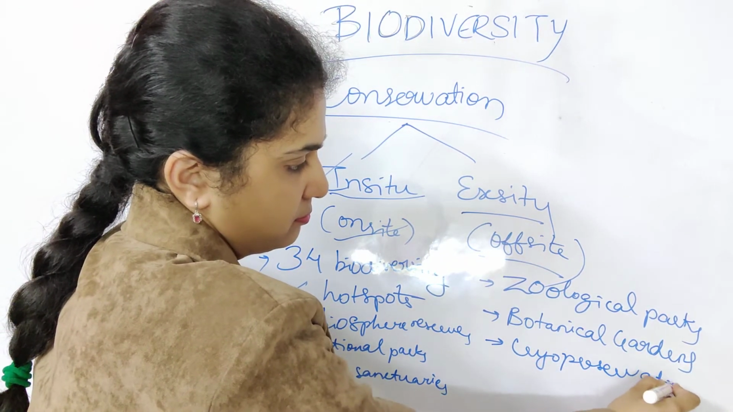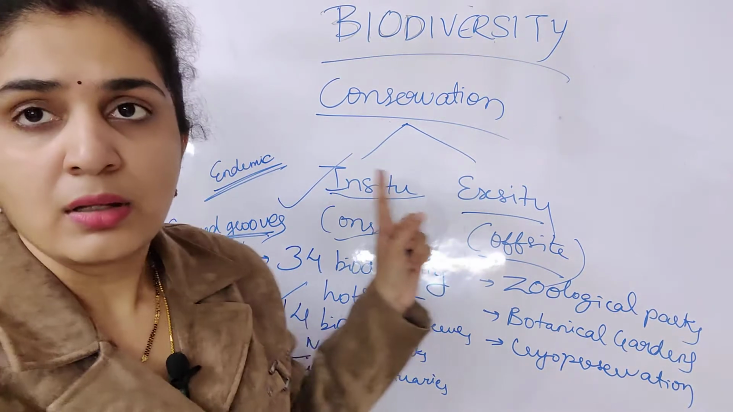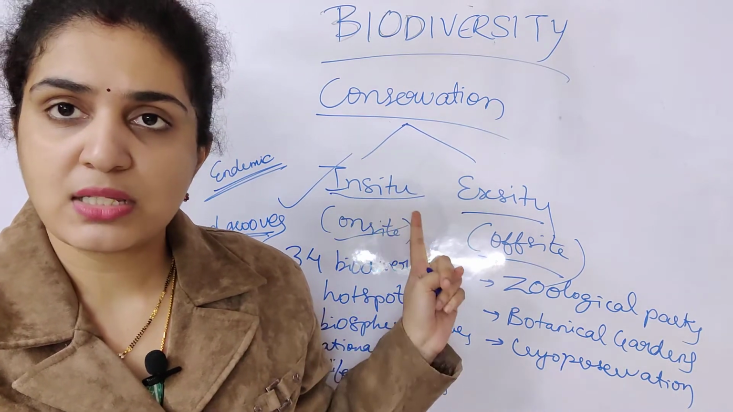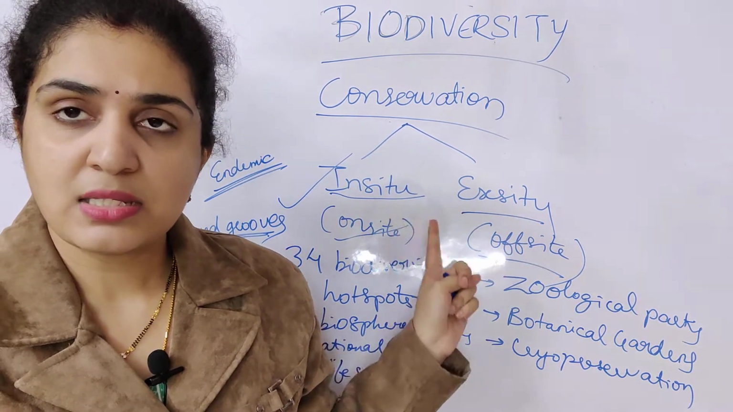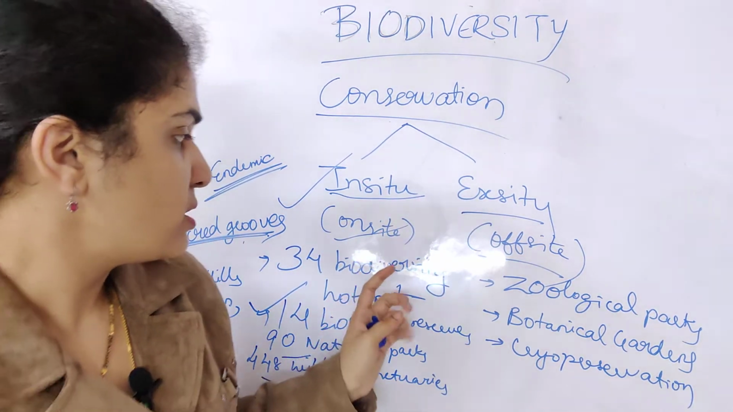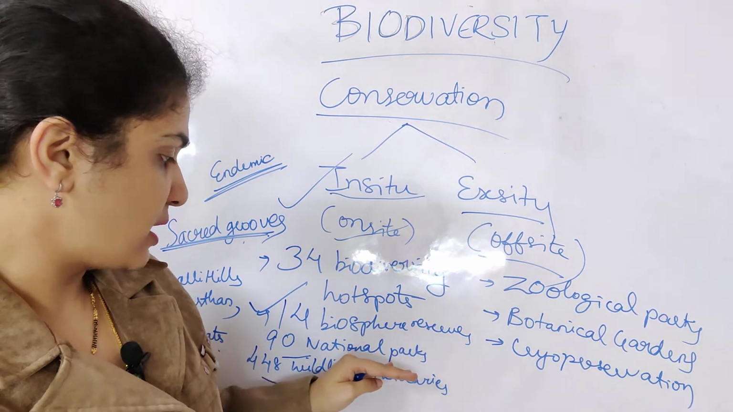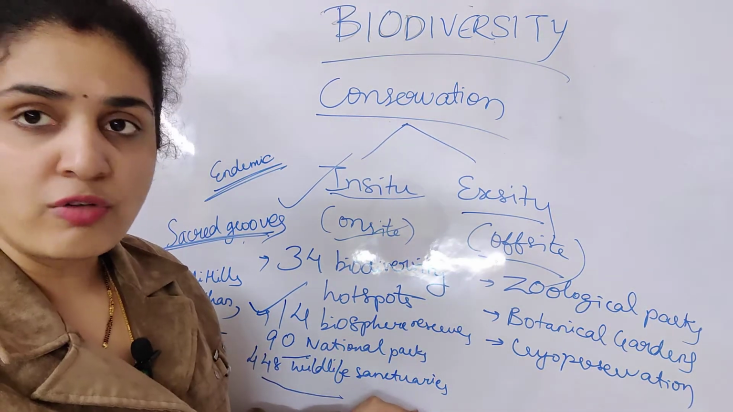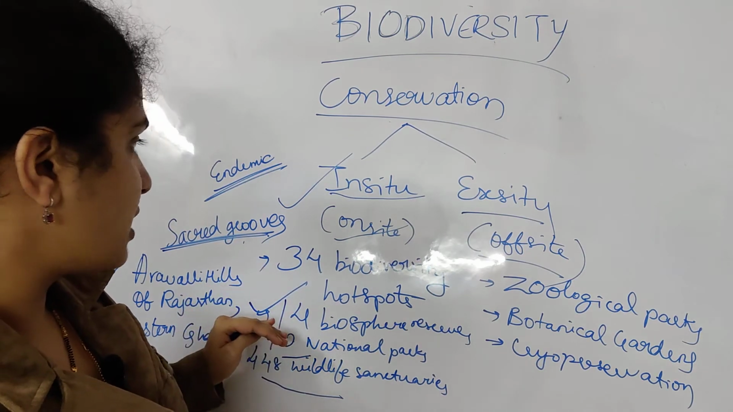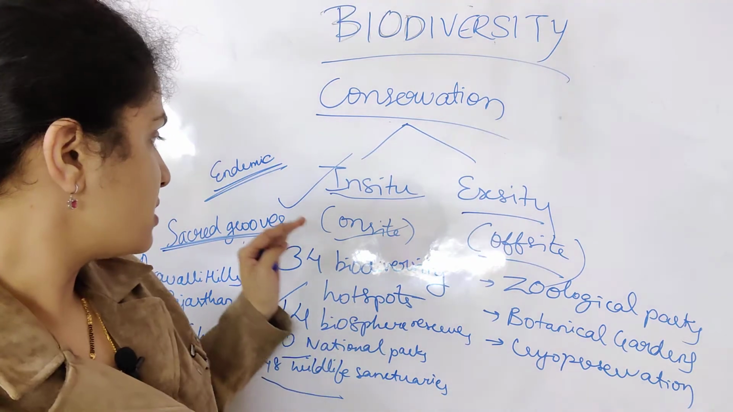The conservation methods are usually two. One is in situ, one is ex situ. In situ is on site, ex situ is off site. In situ includes 34 biodiversity hotspots, 14 biosphere reserves, 90 national parks, 448 sanctuaries, then the Aravalli Hills of Rajasthan as well as the Western Ghats. So these are associated with that.